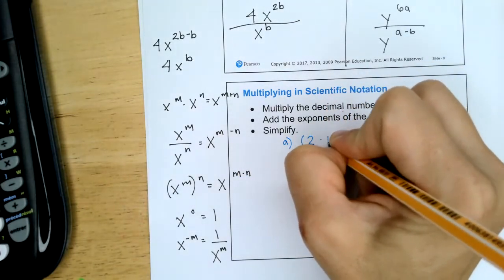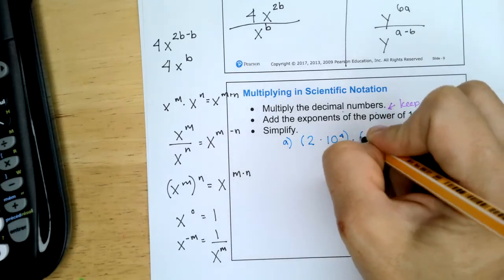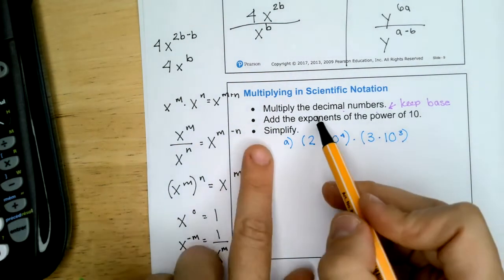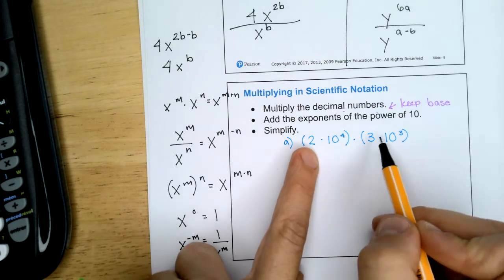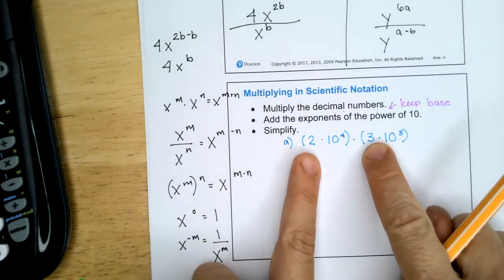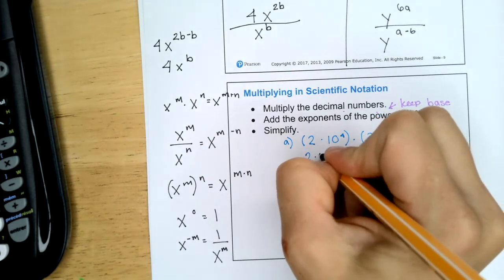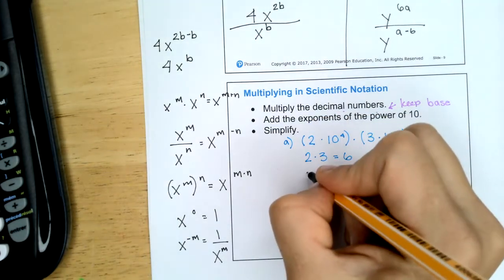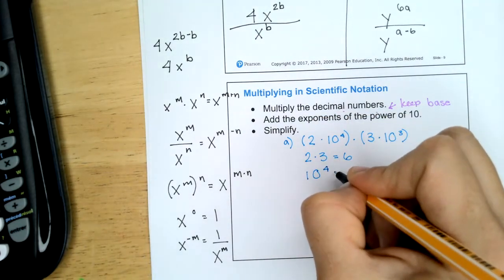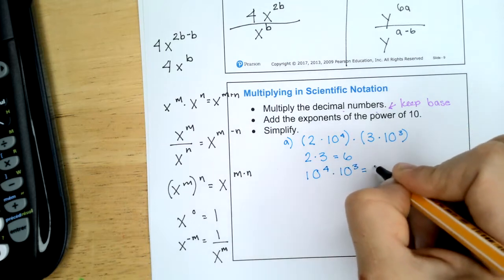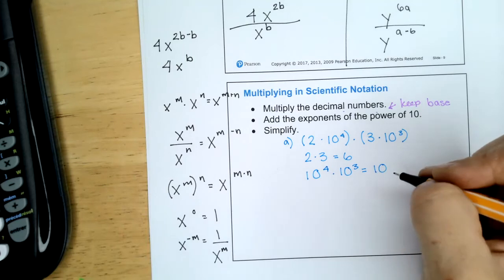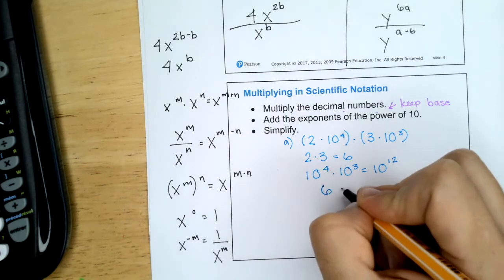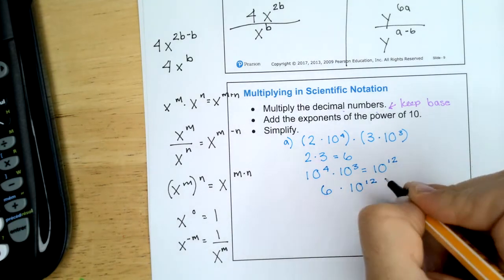2 times 10 to the 4th times 3 times 10 to the power of 3 becomes, multiply the decimal numbers. There's no decimal, but they just mean multiply the coefficients, okay? 2 times 3 is 6, right? All right, keep the base 10. 10 to the 4th times 10 to the 3rd is, keep the base of 10. 4 times 3 is 12. So my answer is 6 times 10 to the 12th.